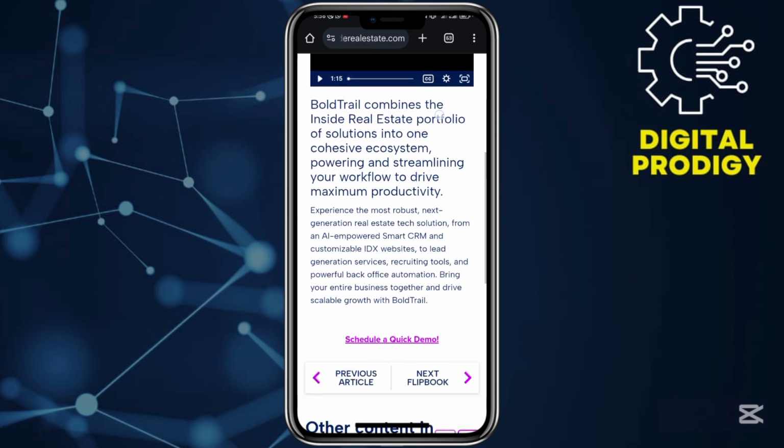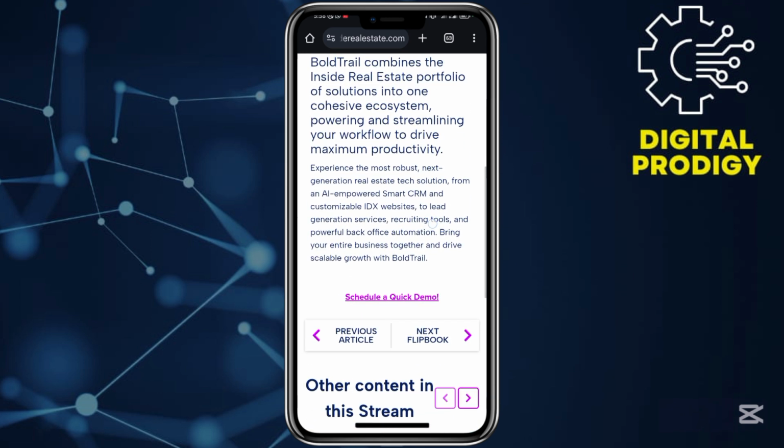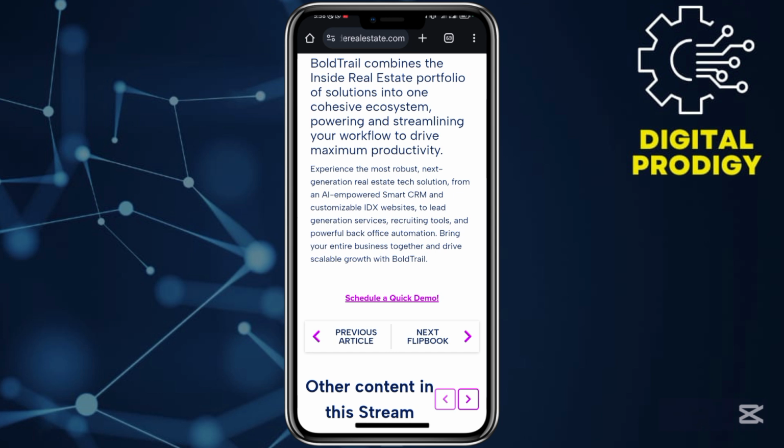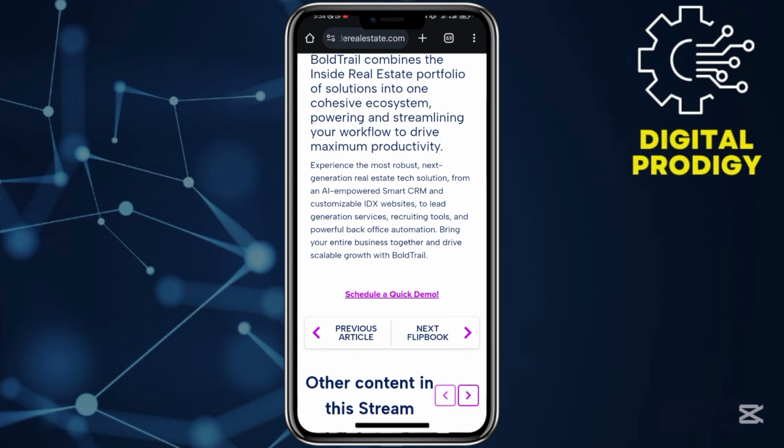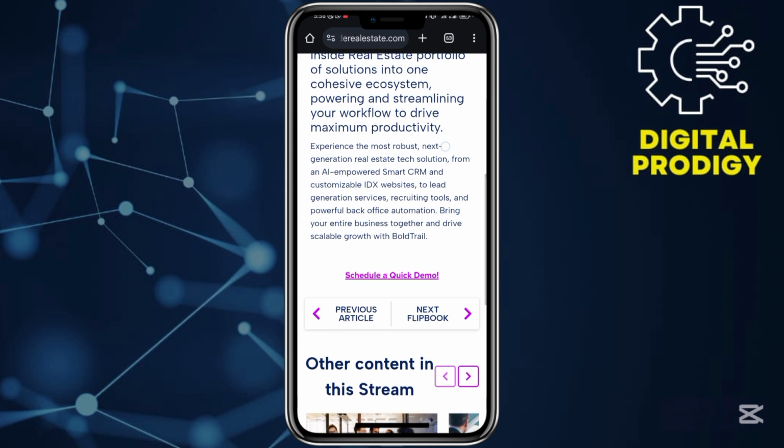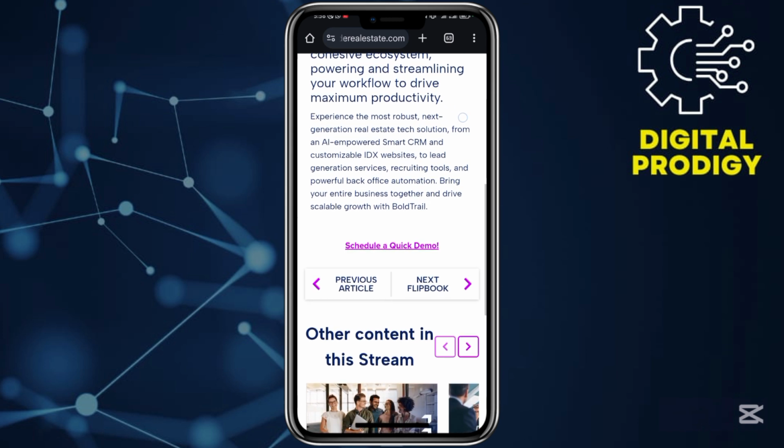In this video, we shall look at the Boldtrail CRM guide, and this is a full guide to this. So quickly, let's start by reading over here. It says Boldtrail combines the inside real estate portfolio of solutions into one cohesive ecosystem. So this means the portfolio inside the real estate solutions is combined together into one ecosystem. This is mainly used in powering and streamlining your workflow to drive maximum productivity.